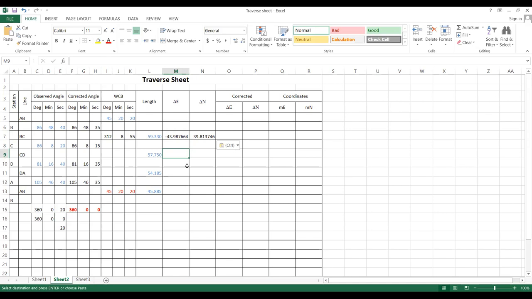Right. For the first one I used, it is enough that you calculate up to three decimals. Minus 43.988 would be okay. Then plus 39.814 would be okay. Calculating up to 3 decimals would be enough. Right? Use this as a sample and calculate the remaining in the calculator. I have calculated with Excel. You should be able to calculate with a calculator.